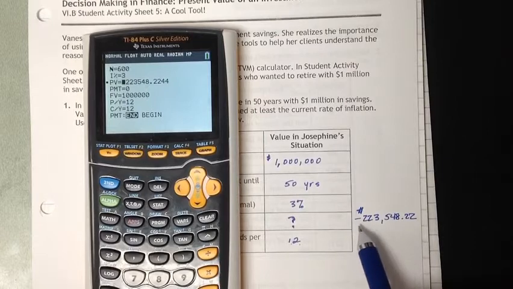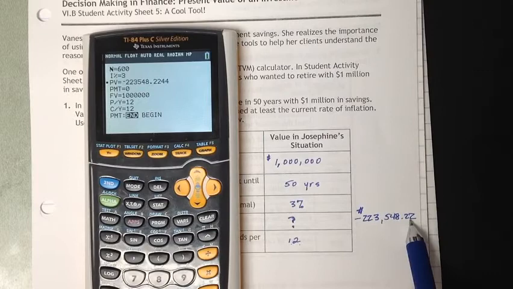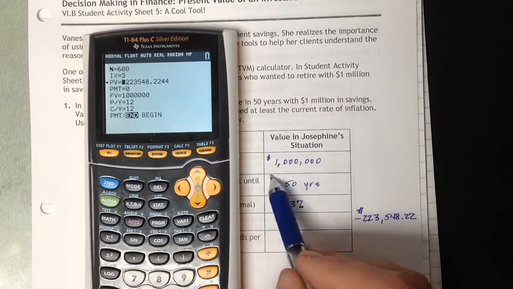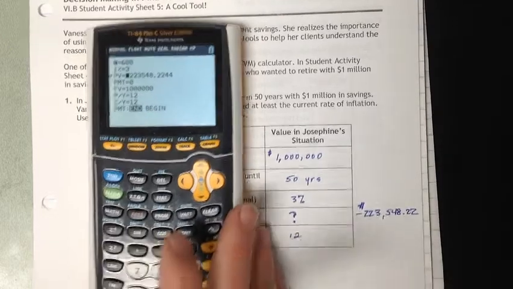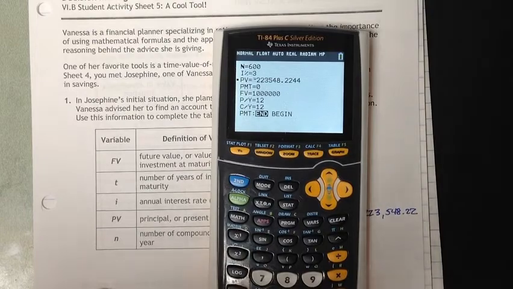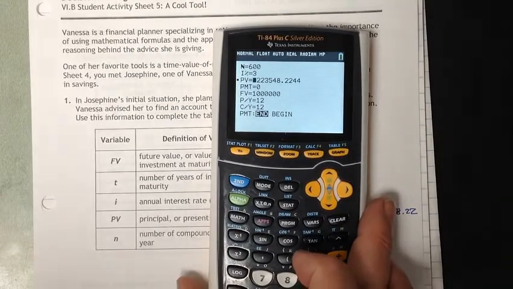In other words, if Josephine pays negative 223,548.22, in 50 years she's going to get coming back to her $1 million. So that's how we use the TVM calculator, and we're going to be using it quite a bit over the next couple lessons. So let's move on. Let's look at another example.